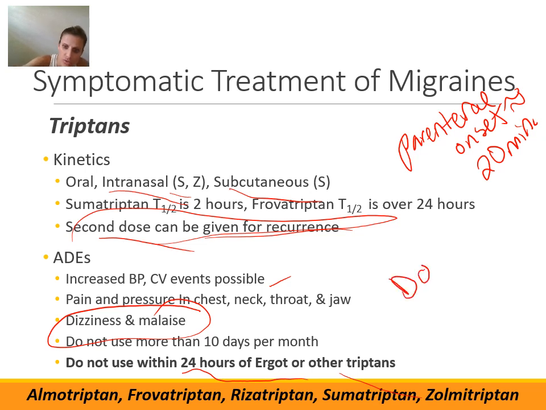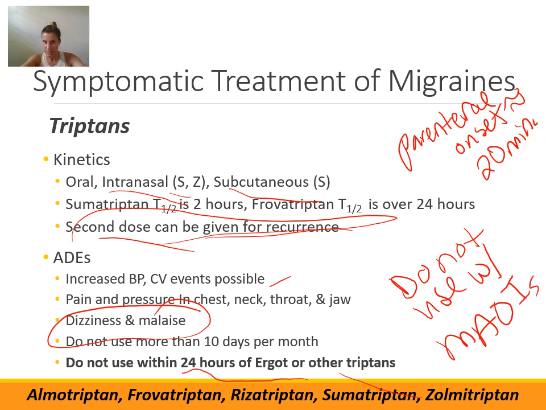Also, do not use them with MAOIs, monoamine oxidase inhibitors. They cannot be combined. Also, because of the serotonergic effects, there used to be concern for serotonin syndrome when triptans were combined with SSRIs or SNRIs. However, all of the latest research says that there appears to be no risk or very, very minimal risk of serotonin syndrome when patients who are on an SSRI or an SNRI have to take a triptan for migraines.